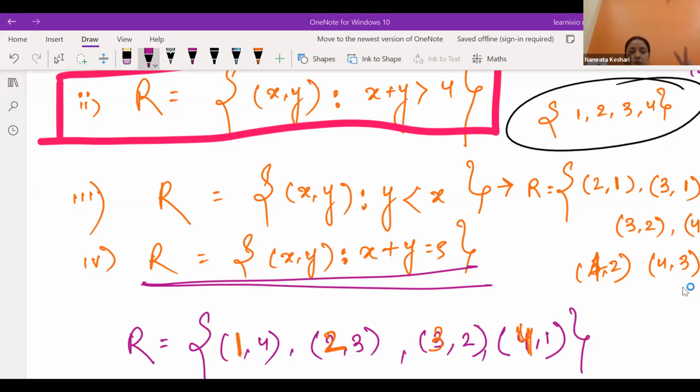Now rule number 2: no two different ordered pairs can have the same first element. 1 comma 4 is there, 2 comma 3 first element not same, 3 comma 2 first element not same, 4 comma 1 first element not same. In all the ordered pairs in front of our eyes, nowhere can we see the first element the same, right? Yes, ma'am. Hence it's a function. Both conditions are validated, so it is a function. Is it clear? Yes, ma'am.